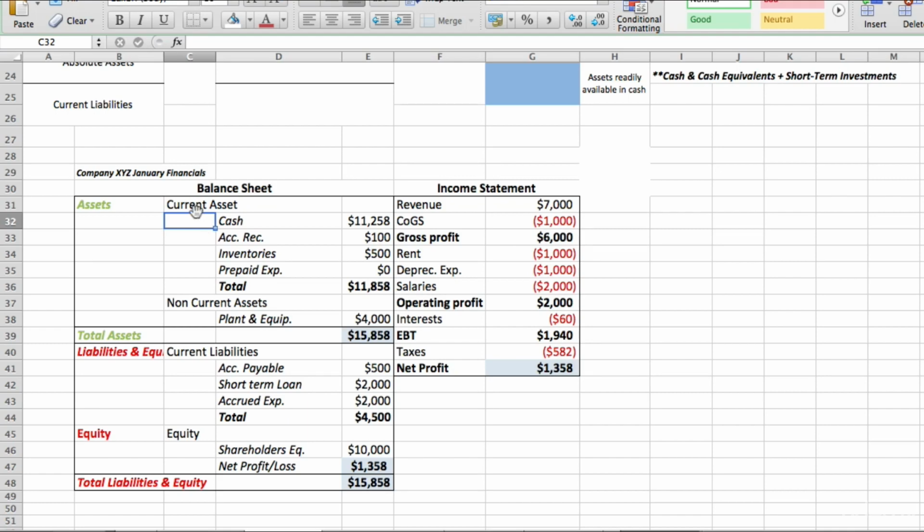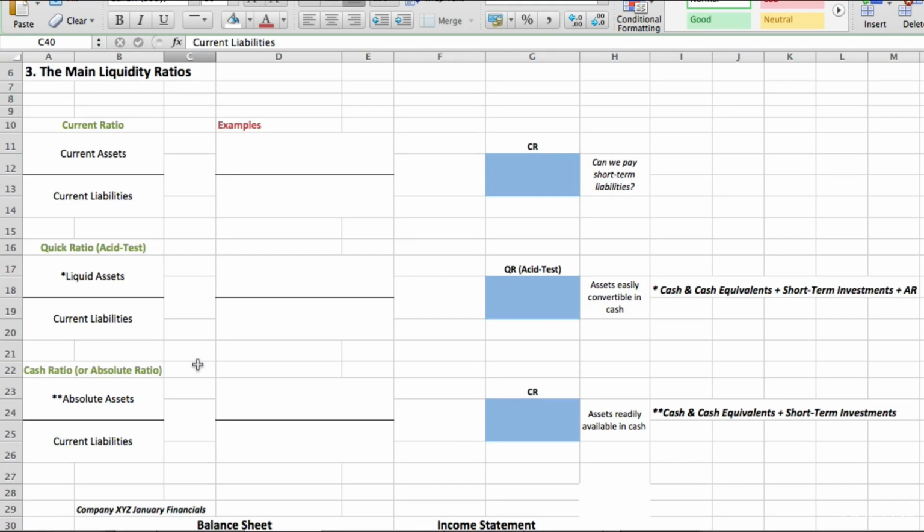Therefore, when a company has many resources tied up in current assets, most of the time the company is able to meet its short-term obligations. Now, how do we see whether a company's current assets are enough to meet its short-term obligations? Well, we have to compare the current assets with the current liabilities of a company. And if we scroll up in the spreadsheet, we can see that the main liquidity ratios that help us assess whether a company is going to be able to meet its short-term obligations are the current ratio, the quick ratio or acid test, and the cash ratio or absolute ratio.